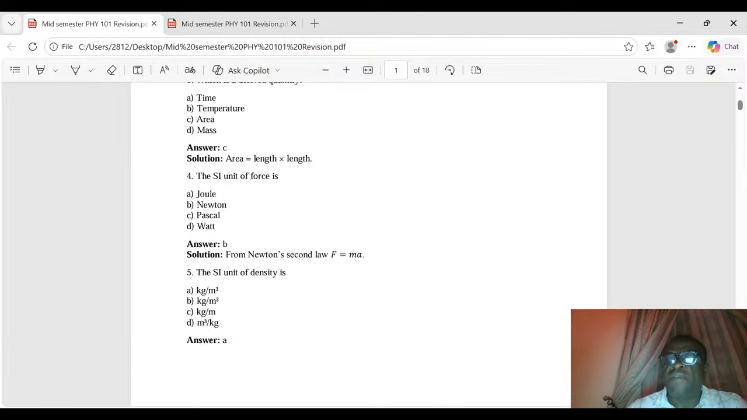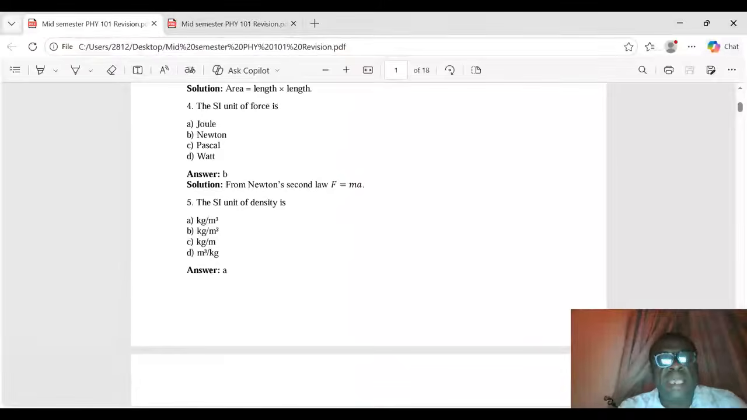And number five, the SI unit for density is A, kilogram per meter cube, B, kilogram per meter square, C, kilogram per meter, and D, meters cube per kilogram. When you look at these answers, they are straightforward and at the same time confusing. Density is mass per unit volume. So mass is in kilogram, volume is in meters cube. Option A is kilogram per meters cube, but option D, meters cube per kilogram, is not the same. So the correct answer is kilogram per meters cube.